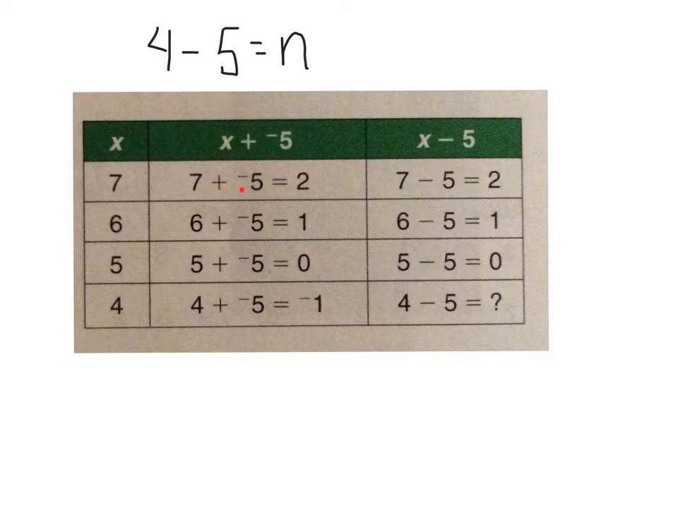7 plus negative 5 equals 2, and 7 minus 5 equals 2. 6 plus negative 5 equals 1, and 6 minus 5 equals 1. 5 plus negative 5 equals 0, and 5 minus 5 equals 0. 4 plus negative 5 equals negative 1. So by looking at this, she realized that the pattern would be that 4 minus 5 would equal negative 1.